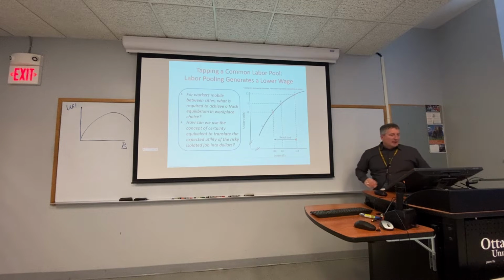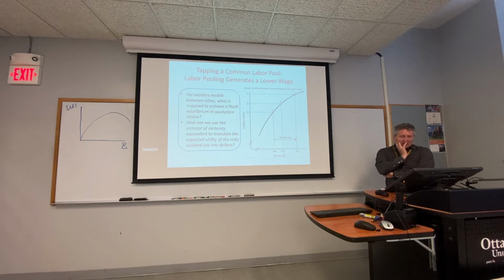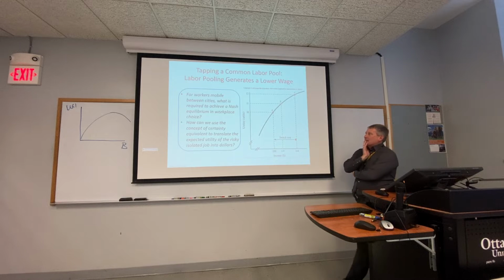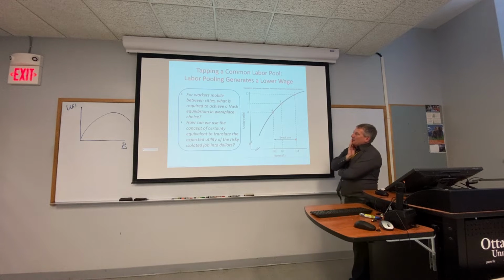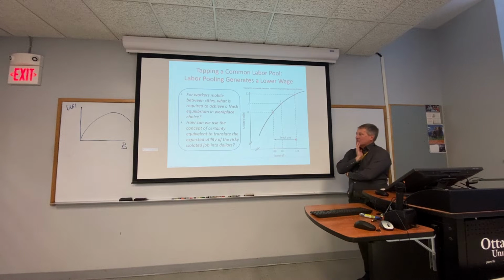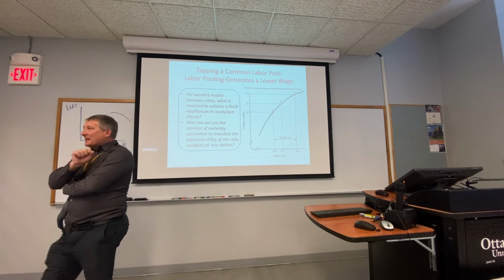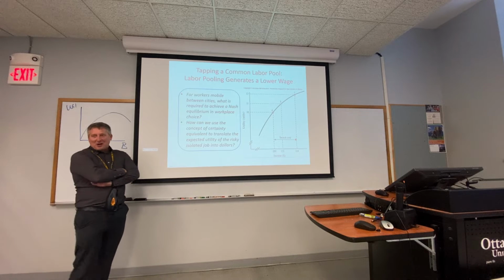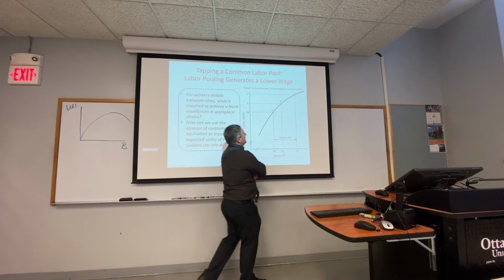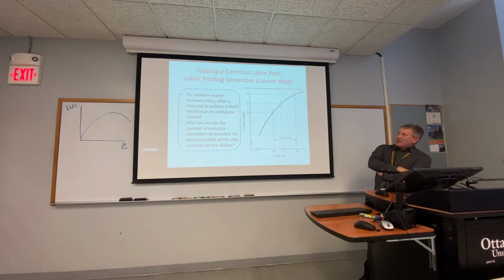All right, so let's now think about workers being mobile between two cities. What is required to achieve a Nash equilibrium in a workplace choice? How can we use the concept of certainty equivalence to translate the expected utility of the risky, isolated job into dollars? Those of you who had intermediate econ, which is not all of you, we did a little bit of this, but I assume this is going to be a little foggy for all of you. But it is kind of similar to how the insurance market works. So you might see some things from other classes come through.